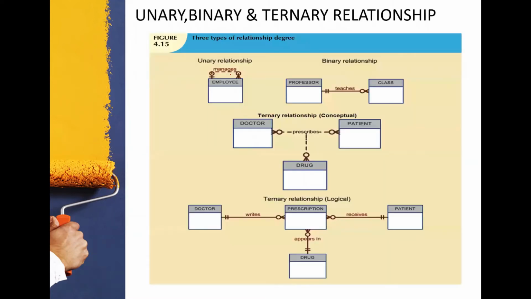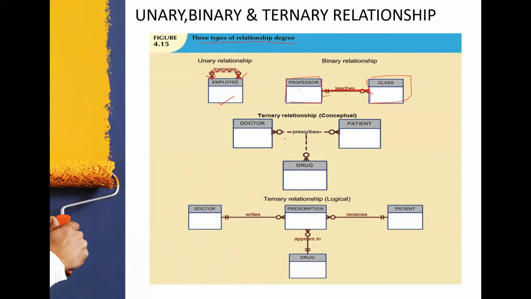As you can see, this is the diagram of the 3 types of relationship degree. We have the unary relationship. When we talk about unary, it is on itself. This one we know as the unary relationship. Binary consists of 2 tables. Here we have the professor table and the class table. This is the relationship between them: one professor will teach many classes.